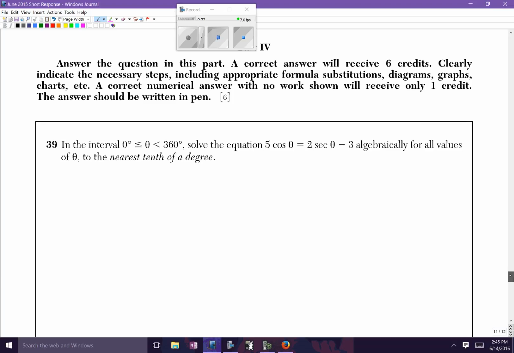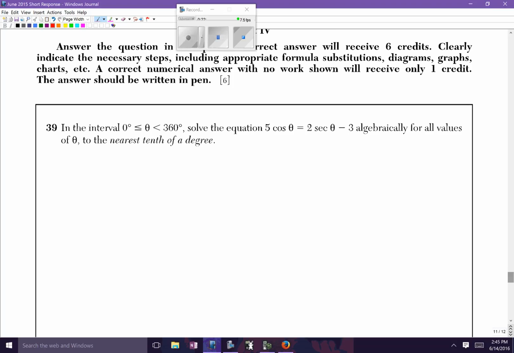Okay, here's the last one, 6 points. In the interval where theta is between 0 and 360 degrees, which includes 0 but doesn't include 360 degrees, solve the equation 5 cosine of theta equals 2 secant of theta minus 3 algebraically for all values of theta to the nearest tenth of a degree. All right, so let's see, what do we have going on here? Well, first, I'm going to put it to one side. I'm going to set it equal to 0 and see what I have going on there.